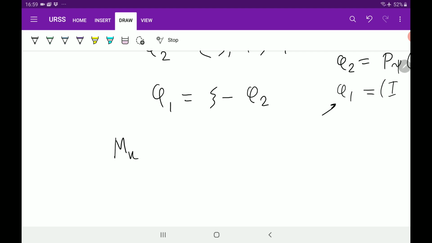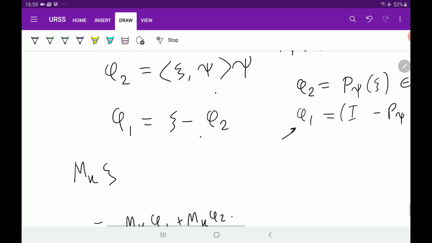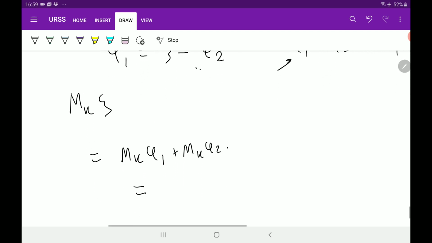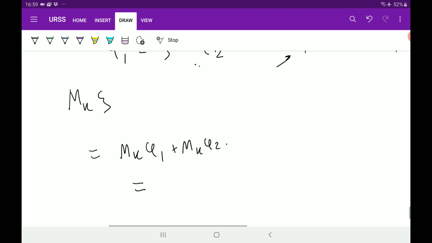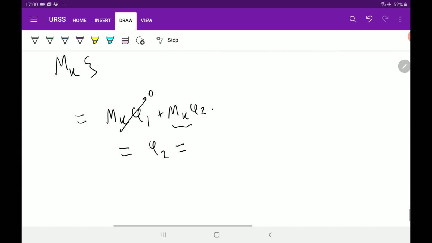So if I look at mk acting on an arbitrary vector psi, this can be written as mk of phi 1 plus mk of phi 2, right? Where phi 1 and phi 2 are split up in this manner. Now this phi 1 belongs to the orthogonal complement, so this is equal to 0 from our claim that mk acting on the orthogonal complement of psi gave us 0, and this is equal to phi 2 from the other statement, but that is nothing but this, and we're done. That's the proof.